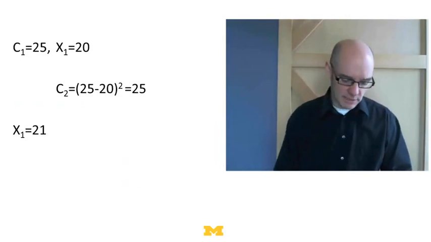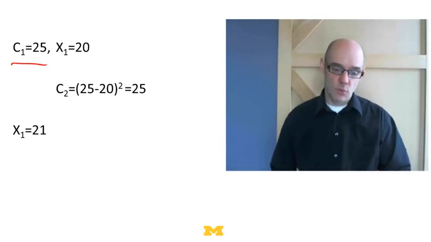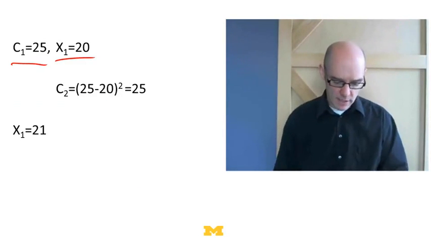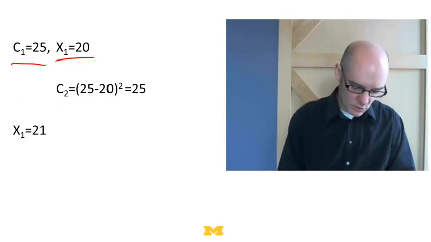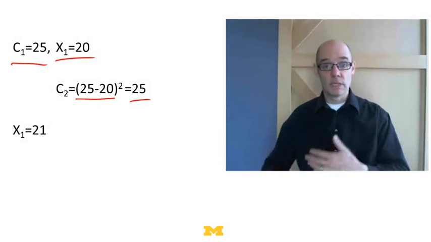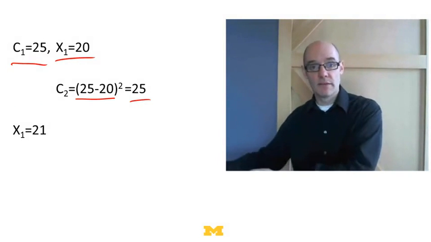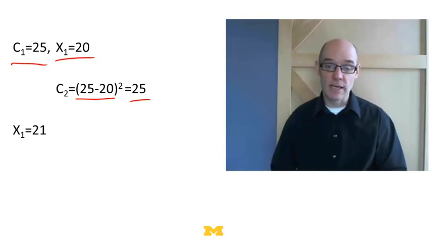So let's do an example. Let's suppose that the cod population is at 25, and let's suppose that we eat 20. So if we eat 20, then how much is going to be available next period? Well, just 25 minus 20 squared, which is 25. So we've got a nice stable equilibrium here. We're going to have 25 cod this period, 25 cod next period, 25 cod the period after that. Everything's going to be perfectly great.